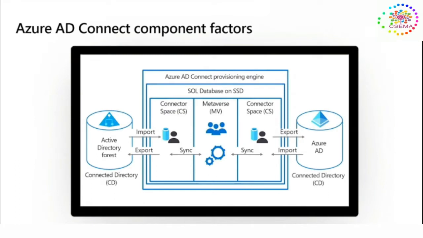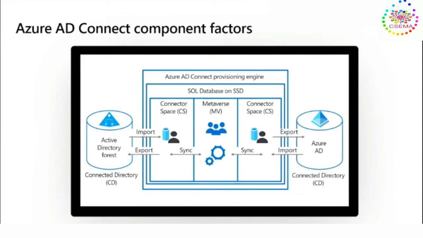The provisioning engine connects each Active Directory forest and Azure AD. The on-screen diagram shows a high-level architecture of the provisioning engine connecting to a single forest, although multiple forests are supported. The process of reading information from each directory is called import. Export refers to updating the directories from the provisioning engine.